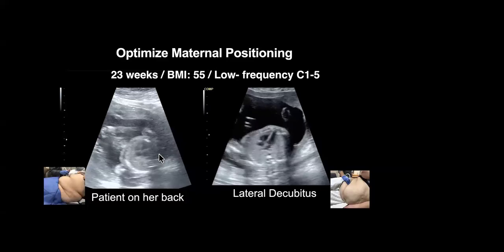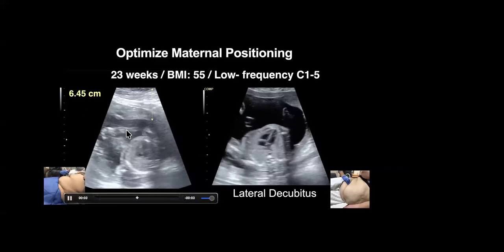Notice that, of course, there is that increased distance, about 6.4 centimeters. There's degraded imaging resolution. We could see the heart, but not enough to really clear it as much as you want to, or really gain that confidence. It doesn't help that there's an anterior placenta.